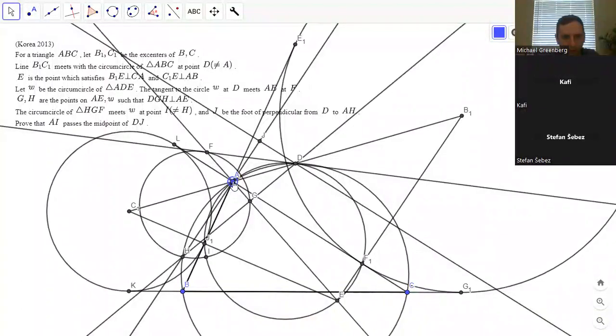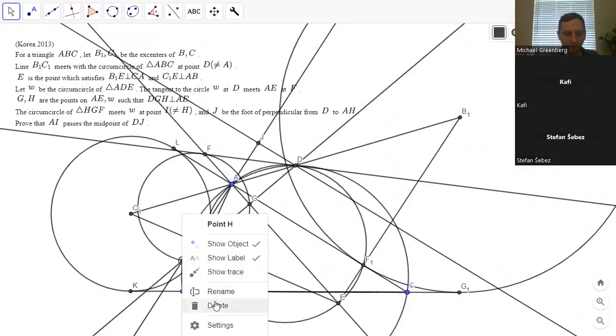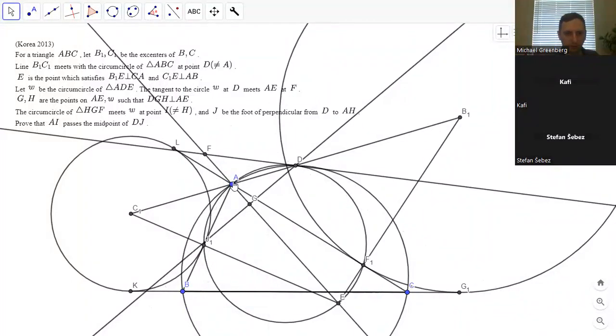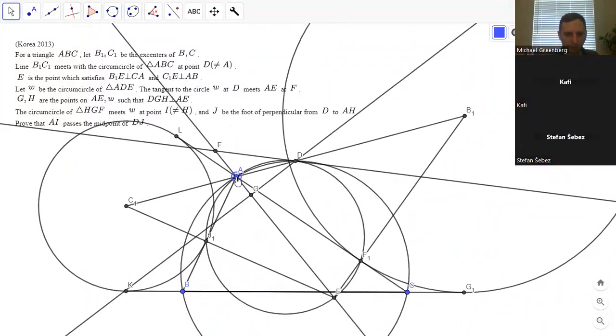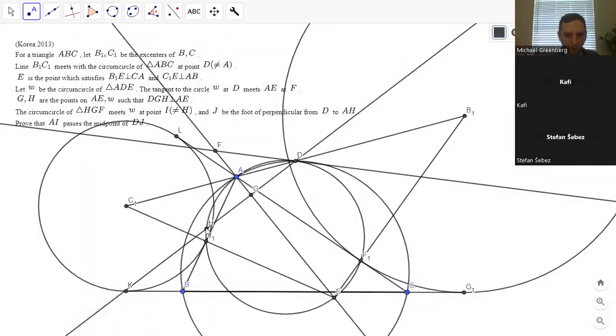Wait, DGH is perpendicular to AE. But yeah, this. Wait, G is on AE, and H is supposed to be on omega. Oh, H shouldn't be on the big circle. It should be on the smaller circle. That's what I did wrong. So this should be H. And then we draw the circumcircle HGF.